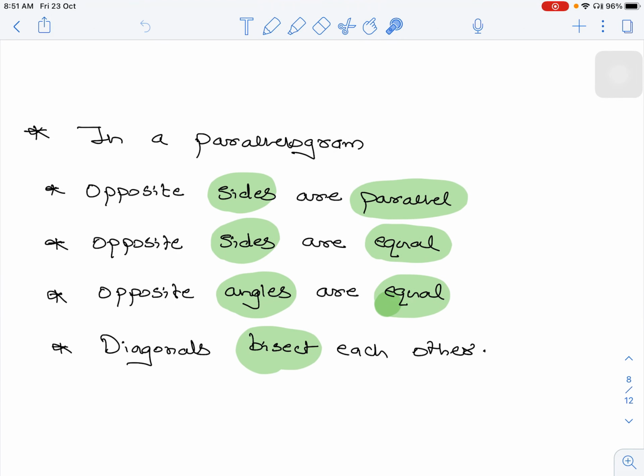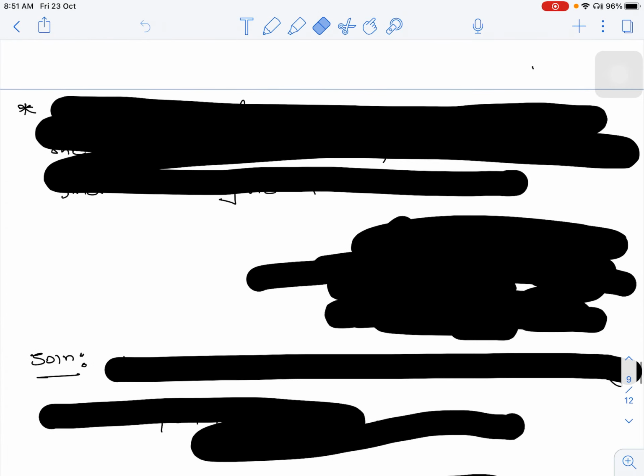In that we have learned that in a parallelogram, opposite sides are parallel, opposite sides are equal, opposite angles are also equal, and the diagonals bisect each other. So by using these properties, let us solve some examples. So here we have our first example.